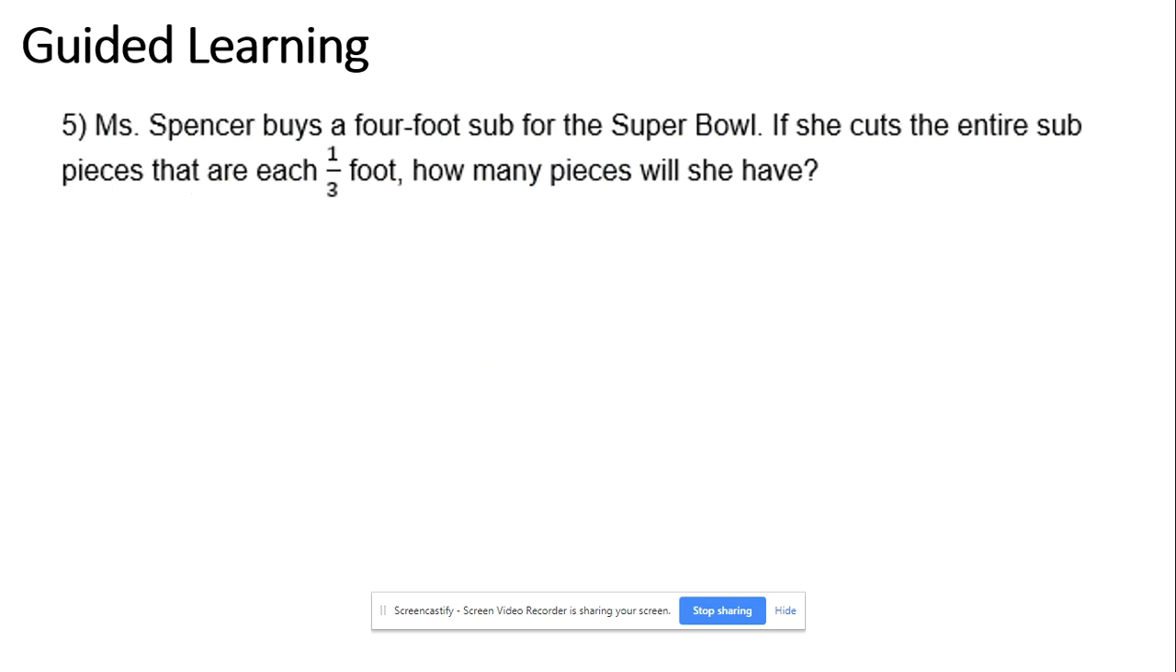All right, Miss Spencer buys a 4-foot sub for the Super Bowl. If she cuts the entire sub into pieces that are each 1/3 a foot, how many pieces will she have? So notice we only have one actual number here, but the word form of 4 feet was spelled out. So Miss Spencer buys a total of a 4-foot sub. So that means that's what we're splitting up. That number is going to go first. We're going to be cutting the entire sub into pieces that are the exact same size. So we're going to be dividing, and each size is going to be 1/3. So we're going to do 4 divided by 1/3.